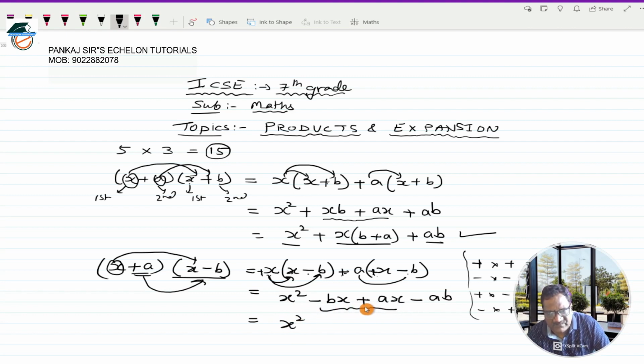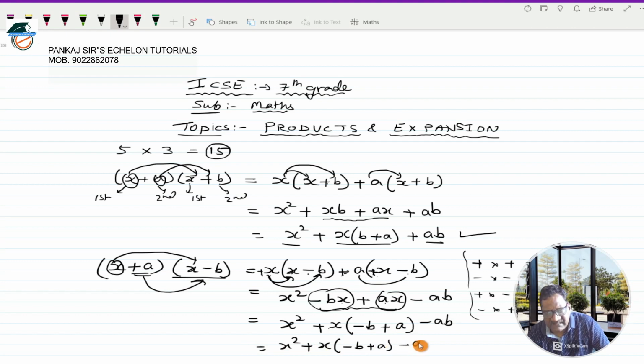Now in these two terms, I can see that x is common. So I'll take plus x common. Then I'll put a bracket. Now from this term, if I take plus x outside, what will remain? Minus b. So I'll write minus b over here. And from this term, if I take plus x outside, what will remain? Plus a will remain. So minus b plus a, and then minus ab. So this happens to be x square plus x into minus b plus a, minus ab.